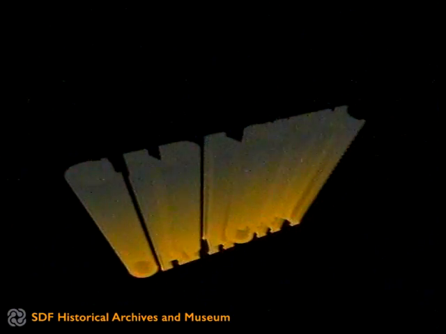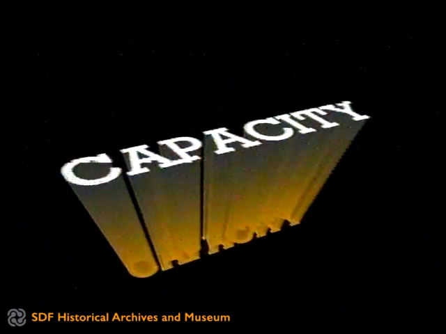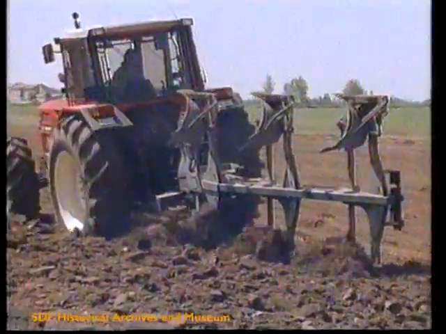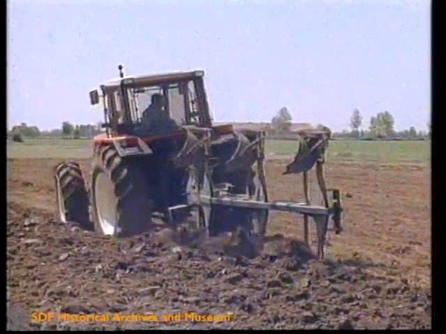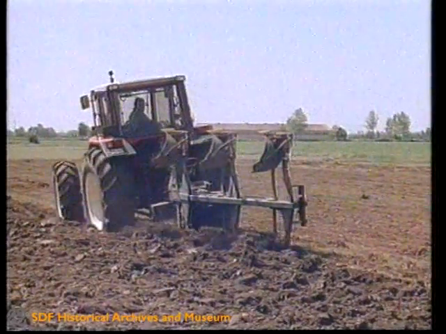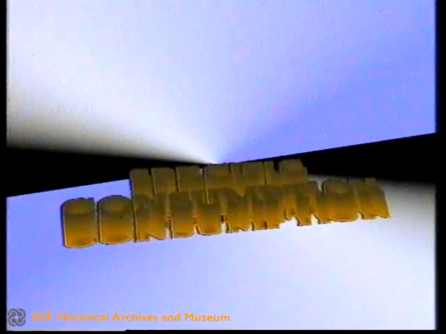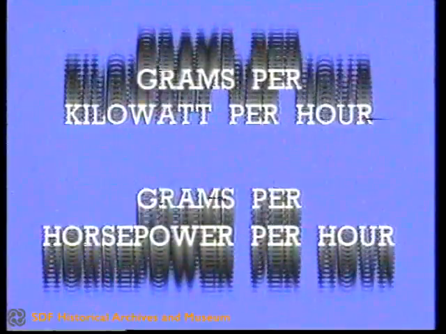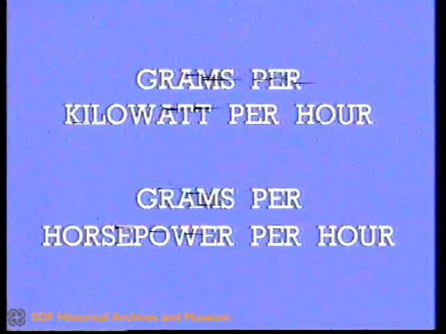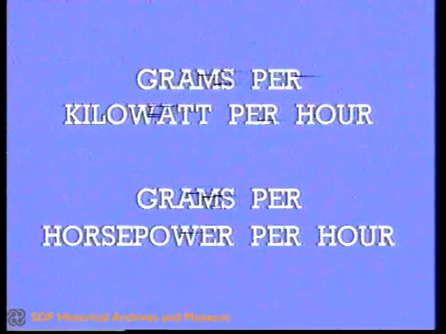Capacity. The quantity of actual work which the engine produces in a unit of time. This is given by the product of the engine torque by the speed of rotation of the drive shaft, unit of measurement, kilowatt and horsepower. Specific consumption. The quantity of fuel which is burnt in 1 hour for every kilowatt of output produced. The units of measurement are grams per kilowatt per hour or grams per horsepower per hour.